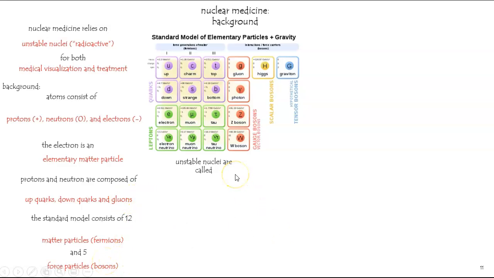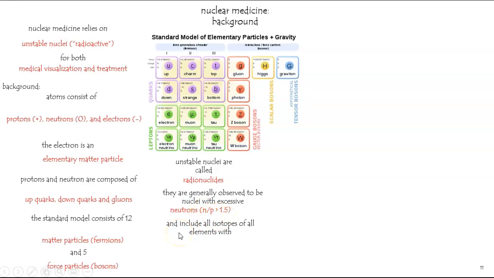These unstable nuclei that we will use in medicinal chemistry are called radionuclides. They may have an excess number of neutrons, but not always. That means the neutron to proton ratio will be greater than 1.5. It's always true that if you're above atomic number 83, meaning any element with more than 83 protons, all of the isotopes of all of those elements are unstable, and they are radionuclides.